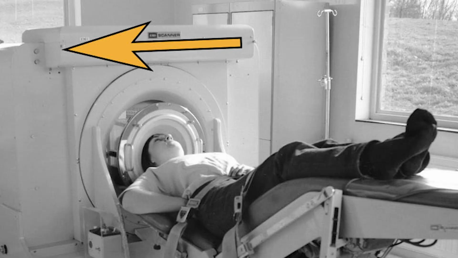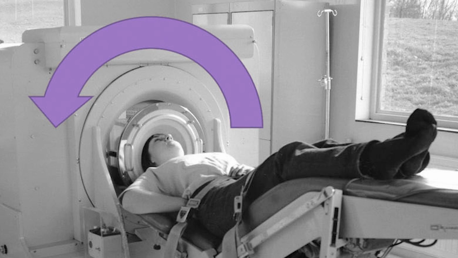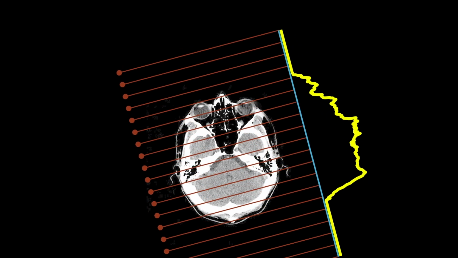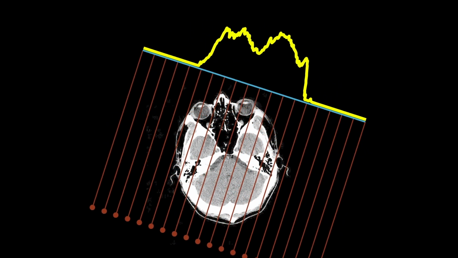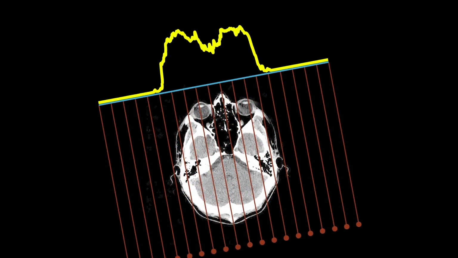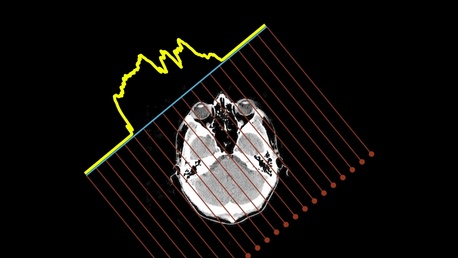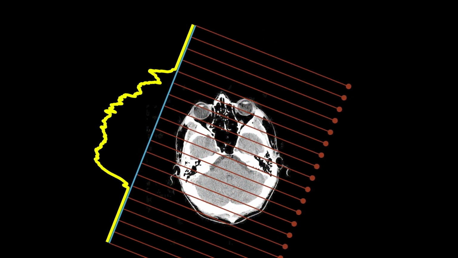The source moves linearly along this side, but the machine also rotates. It's essential for tomography to collect the yellow profiles along many directions. Here I'm showing the measurement process really fast, not stopping the rotation for the linear movement of the source.